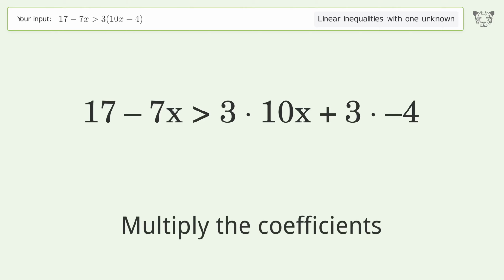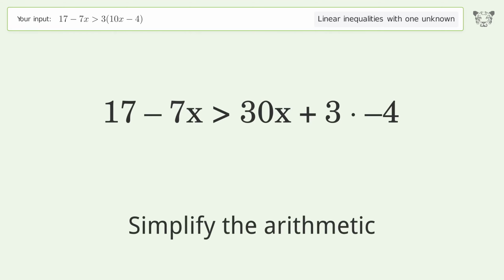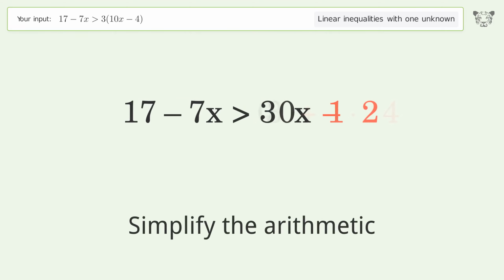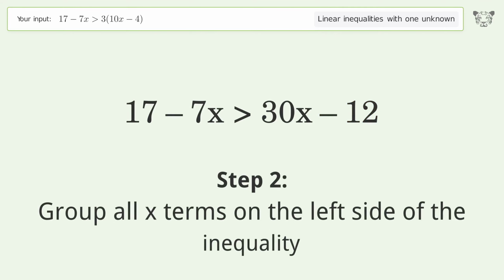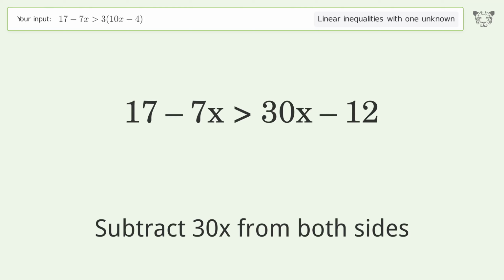Multiply the coefficients. Simplify the arithmetic. Group all x terms on the left side of the inequality. Subtract 30x from both sides.